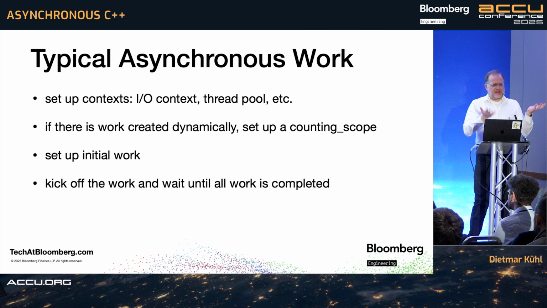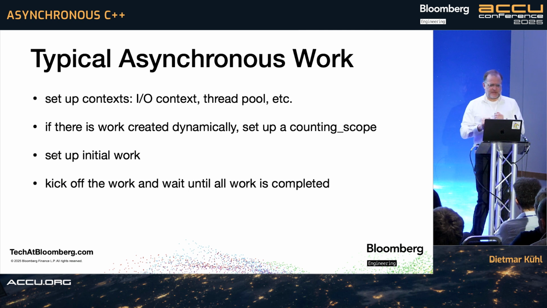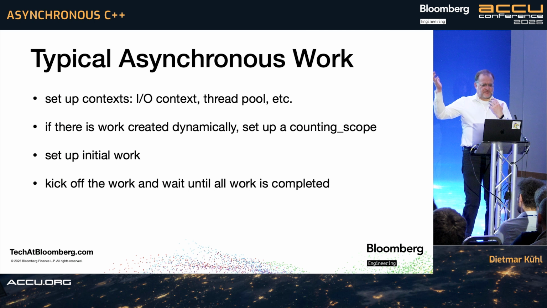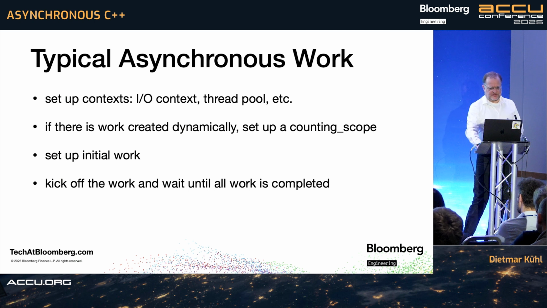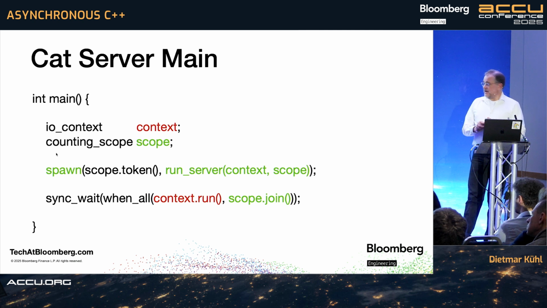But if you have dynamic work being created, and what I mean by dynamic work would be things like a client connection coming in, or an algorithm which does things in parallel and spawns off multiple things concurrently, then you probably have a counting scope. You set up the initial work, kick that off, and then you just wait until things happen. This is the outline for the I/O case, and I think this is relatively comprehensible and easy to do.